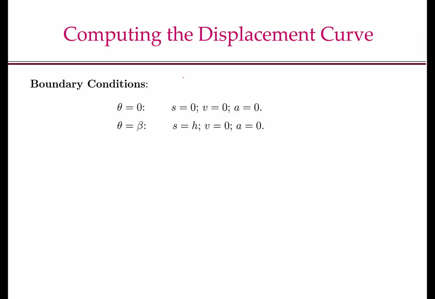Now we have seen before that at theta equal to 0, the displacement S should be 0, and at theta equal to beta, the displacement S should be H. From the fundamental law of CAM design, since the velocity should be continuous and we are going from a low dwell, at theta equal to 0, the velocity should also be 0. And since we are going to a high dwell, at theta equal to beta, the velocity should be 0. Similarly, because we are going from a low dwell to a high dwell, where the follower is stationary, the accelerations at the two endpoints also have to be 0. So in total, we have 6 boundary conditions.